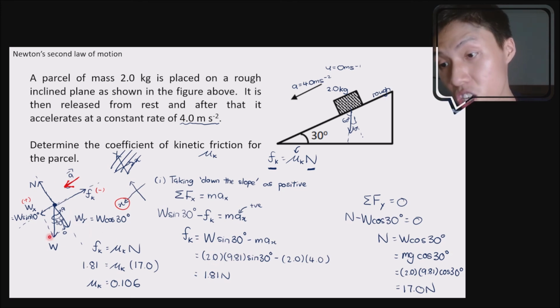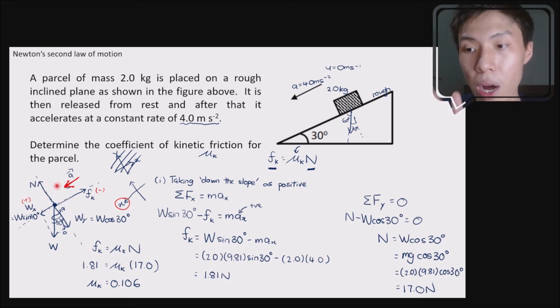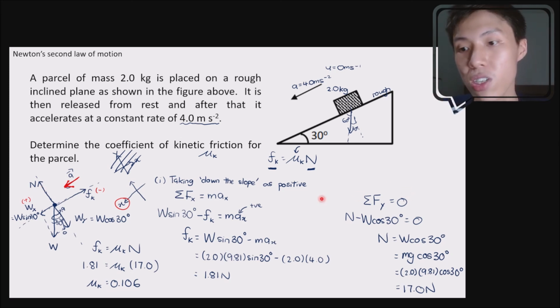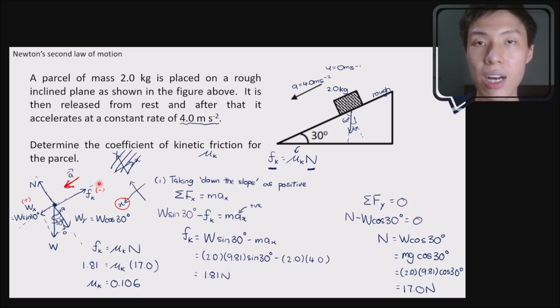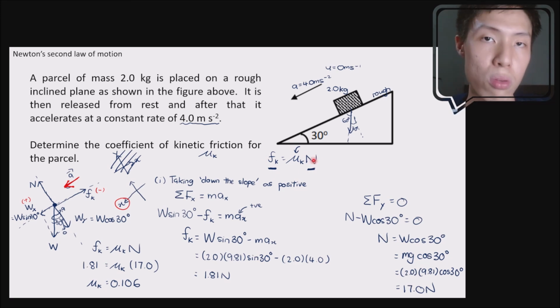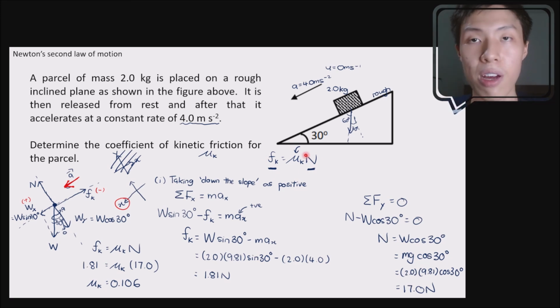Then I change my dimension to the y dimension. For the y dimension, since it's at rest in the y dimension, we use the first law to analyze. Since it's first law, I take up minus down or down minus up, it doesn't matter. So I take up minus down, then I calculate, I get my answer. Then I use the equation Fk equals mu k N. Then I find my coefficient of kinetic friction. So that's all for this question.